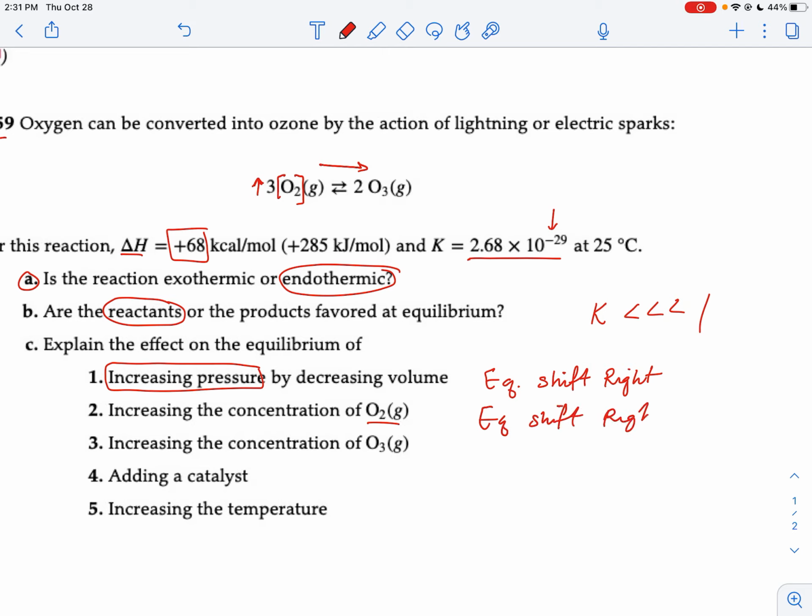Number 3, increasing the concentration of O3, which is ozone. This is our product this time. Let me erase. If we're increasing the concentration on this side, then equilibrium is going to shift to minimize the effect of that change. Here, it's going to shift to the left, towards the reactants.